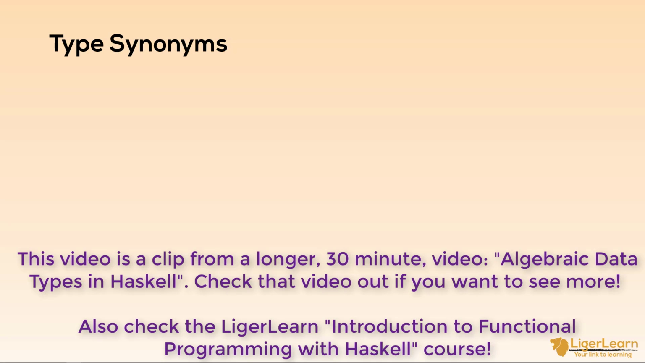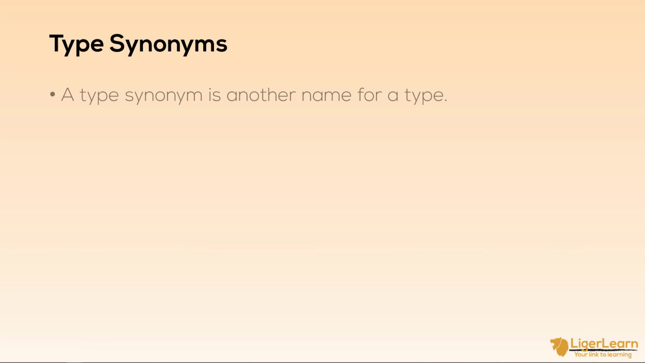Let's look at a tool which is available to us in Haskell, known as type synonyms. A synonym of a word is another word which has the same meaning, and a type synonym is just like that. It is another name for a type. We've actually already seen a type synonym before.